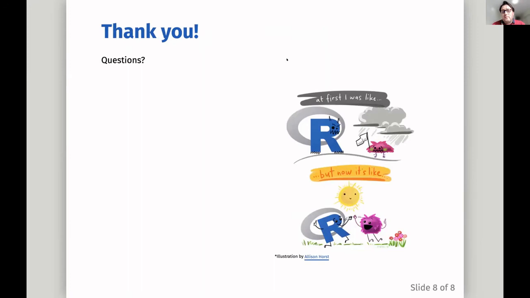But to end off, I'd also just like to say that the point of the framework is to provide a reference for decision makers and analysts to communicate, and in that way, try to encourage the idea of R to decision makers who might even be unfamiliar. Thank you.